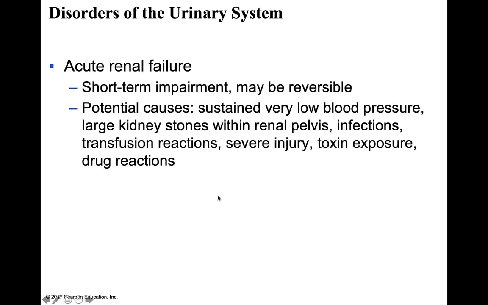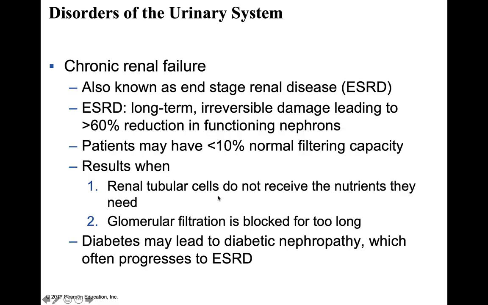Now, there are two different types of renal failure. One is acute renal failure. This is generally short-term in nature, and it may actually be reversible. There are a number of things that potentially cause acute renal failure. It could be someone experiencing low blood pressure for an extended period of time. There could be a large kidney stone within the renal pelvis, infections, transfusion reactions, severe injury, toxic exposure, and reaction to drugs. So these are all things that will cause a temporary decline in kidney function and sometimes be reversible.